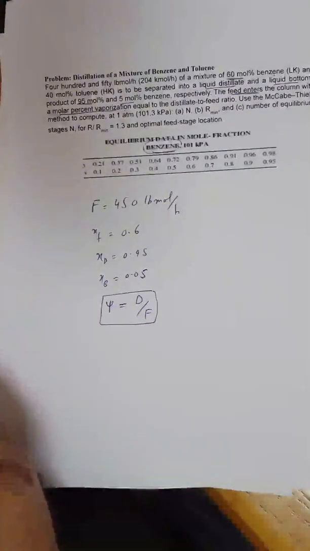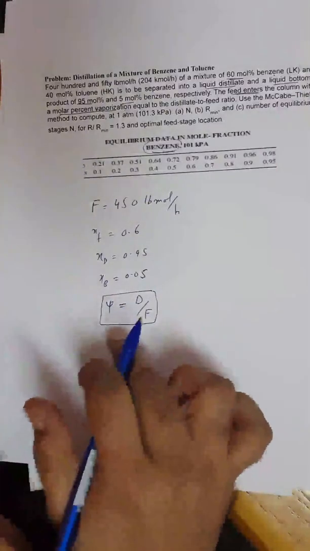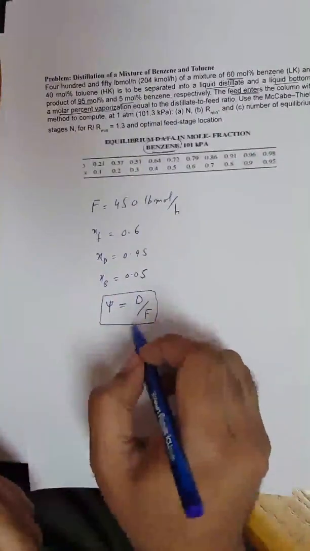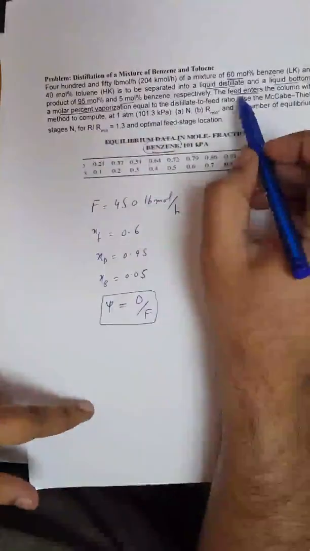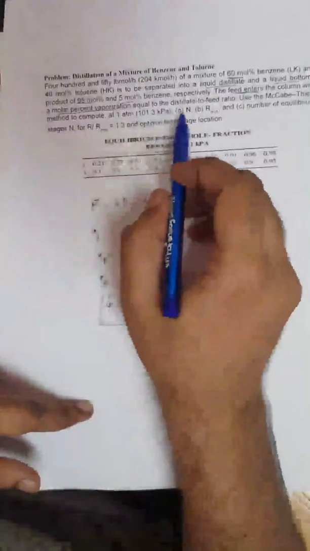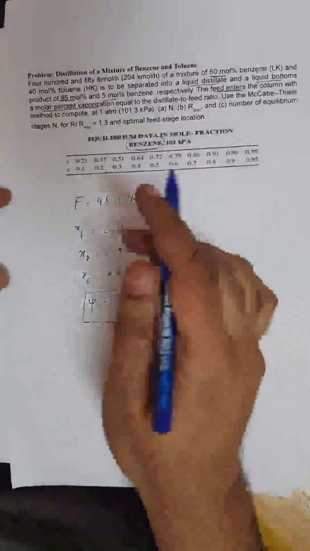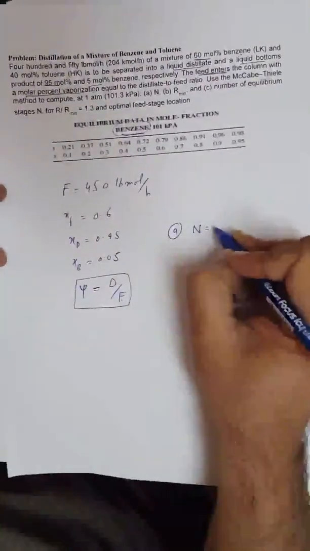Sometimes the psi value is given, sometimes the Q value is given, but there is no general rule that psi is equal to D over F. It is only based on the problem statement that the feed enters the column with the molar percent vaporization with psi equal to D over F. Use the McCabe-Thiele method, computed at 1 atm. First we need to find the number of stages.